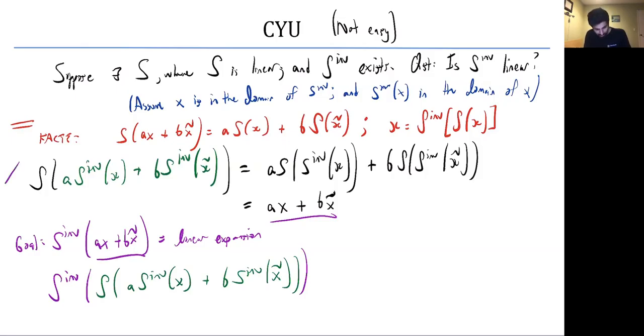So the reason we wrote this expression out was because we wanted to find a way to express the argument of the S inverse in my goal, shown right here, in a way that included also S. So now, as you can see, I can simply simplify this to a S inverse of x plus b S inverse of x tilde. Okay. So just convince yourself that this is true.